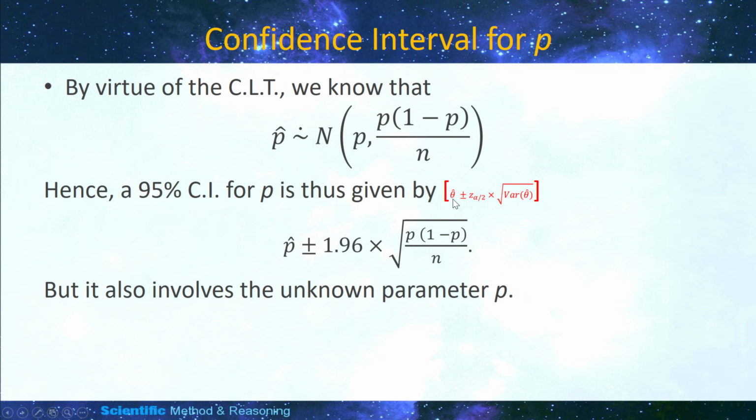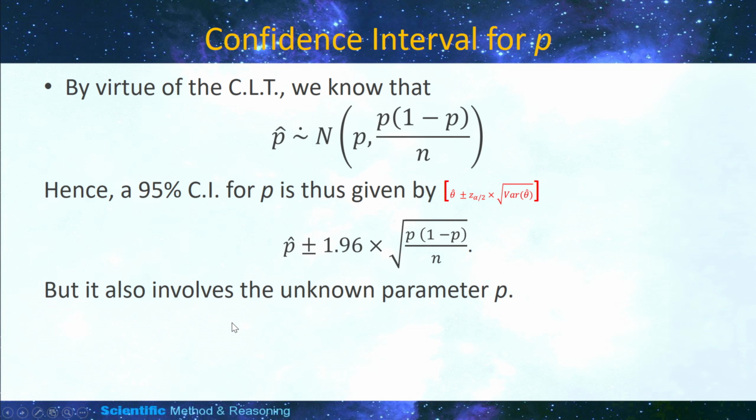Okay, theta, the unknown parameter of interest, is the population proportion. So theta hat becomes the sample proportion, plus or minus z alpha by 2. If alpha equals 0.05, then we have 1.96, for example. And what about the variance of theta hat? The variance of p hat is known to be p times 1 minus p over n. But here, the variance involves the unknown parameter p that we are estimating. So there is no way we can calculate the confidence interval for the population proportion p.